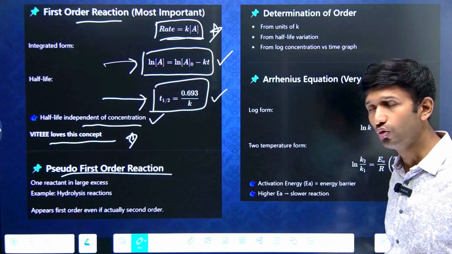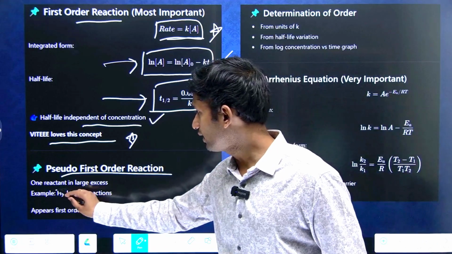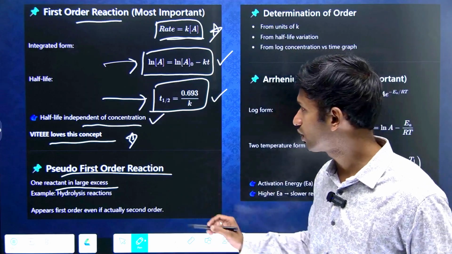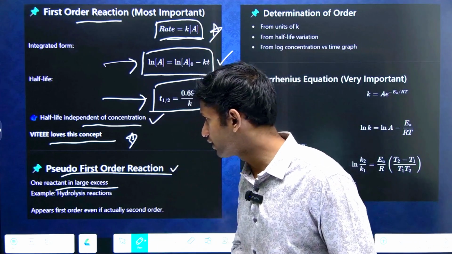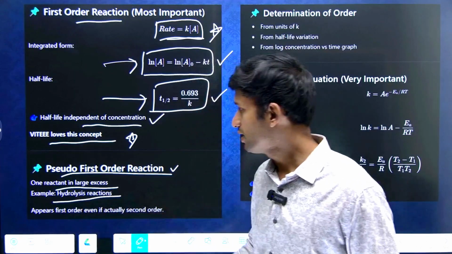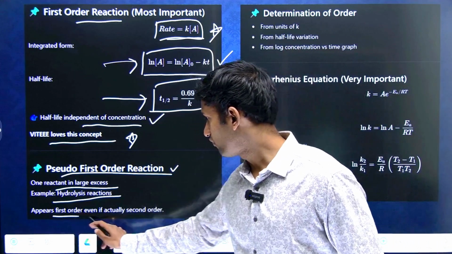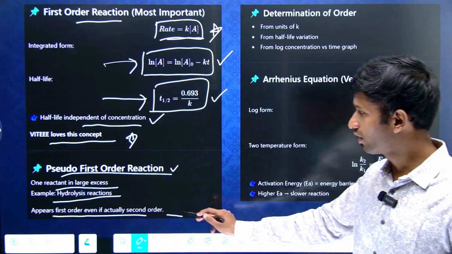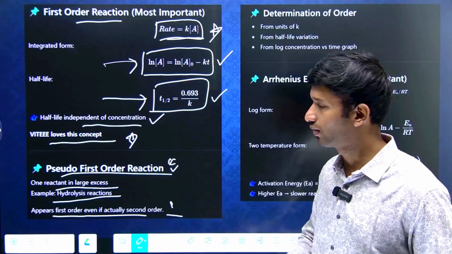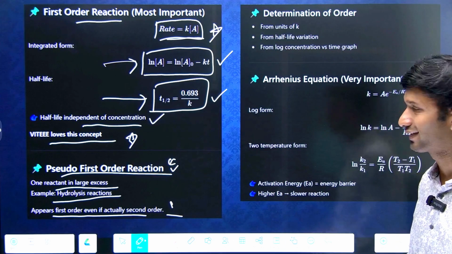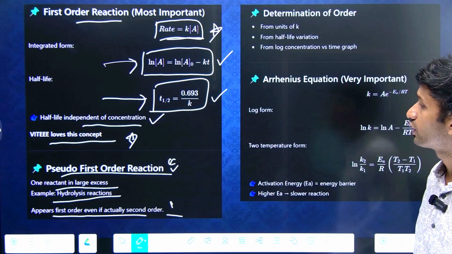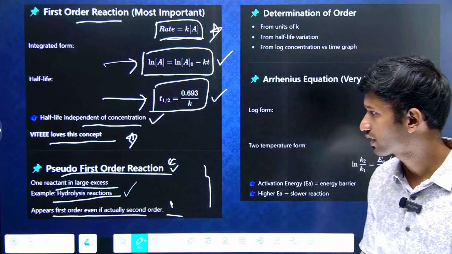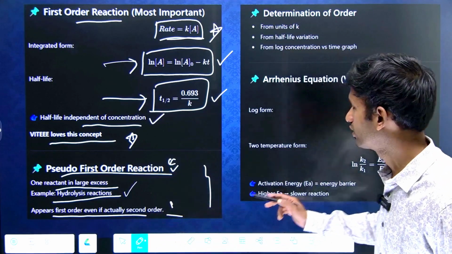Then comes the pseudo first order reaction. One reactant is in large excess. So remember that whenever we are talking about the pseudo first order reaction, one reactant is always in large excess, and its example is hydrolysis reactions. It appears first order even if actually it is second order. So whenever such a case arises, we must be able to understand that the examiner is asking about the pseudo first order reaction. One reactant is in excess. Example would be hydrolysis reaction, and it appears first order even though it actually is second order.